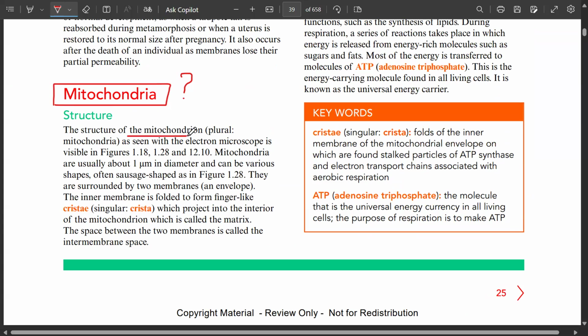The structure of the mitochondrion, as seen with the electron microscope, is visible in different pictures that we'll see. They are usually 1 micrometer in diameter and can be various shapes. Sometimes it has a sausage shape, something like this. This is what a mitochondria looks like.